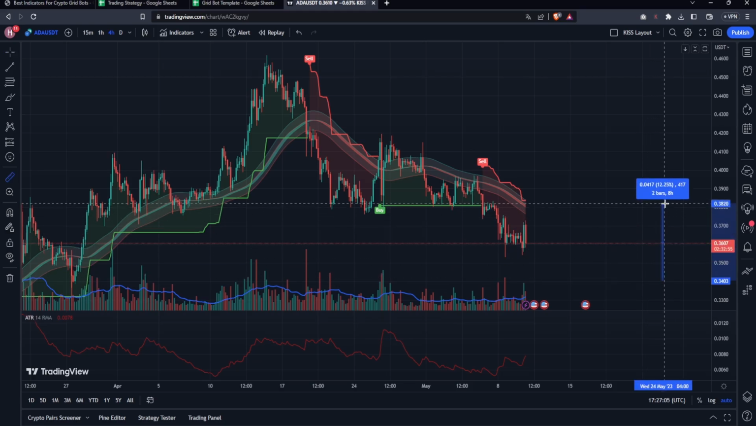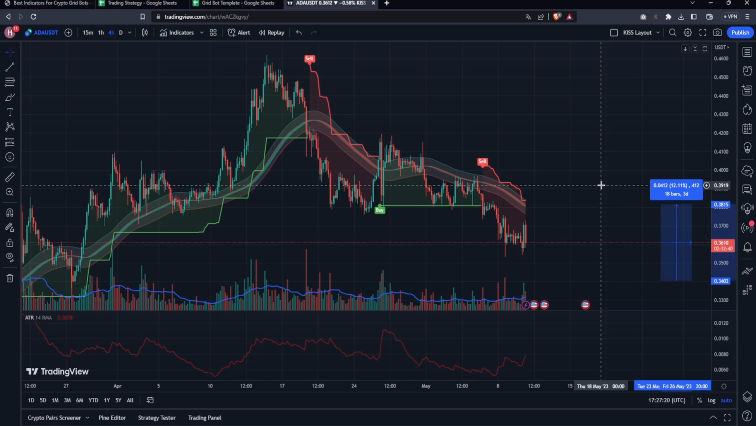You could use that range and then, for example, set your grids right here, and the maximum price that you've just calculated, or the higher price that you calculated with the ATR, would be your higher price for your grid bot, and the lower price would be your lower price for your grid bot.